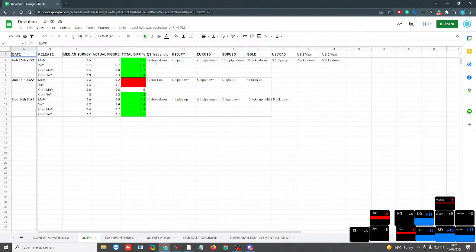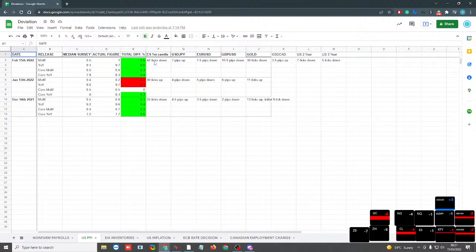The dollar yen had seen about 7 pips towards the upside. Euro dollar had seen about 7.5 pips. Cable had seen about 10.5 pips down. Gold about 30 ticks down. Then on the dollar CAD, or the US dollar Canadian dollar, we had seen about 3.5 pips up. So not a strong reaction from the dollar CAD from the figures that we had received there on February 15th.